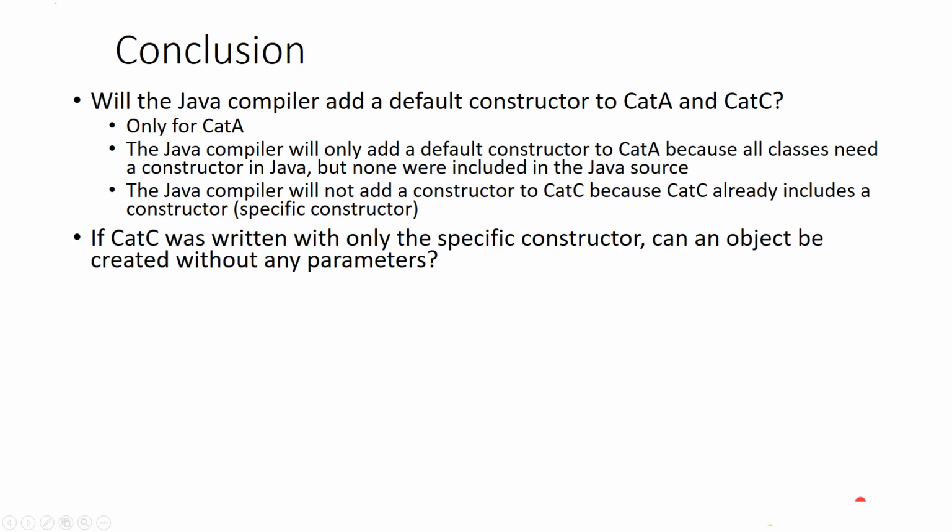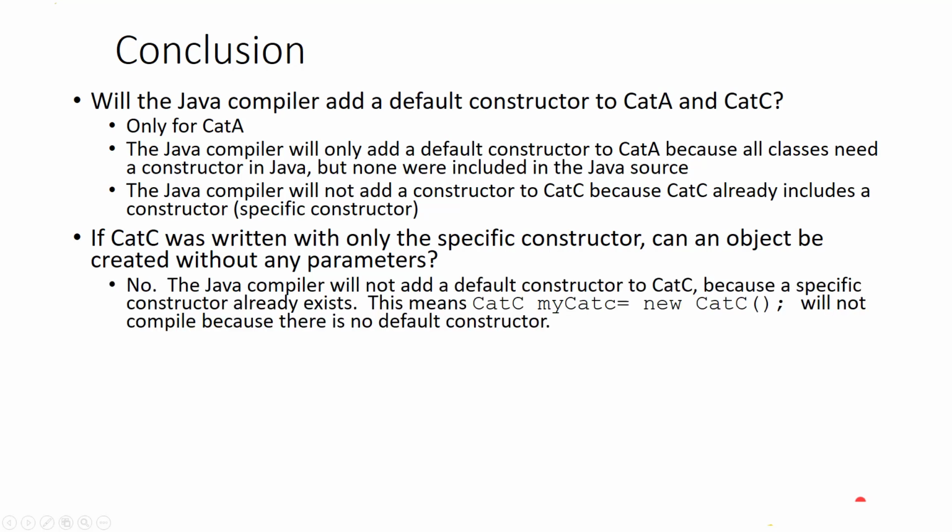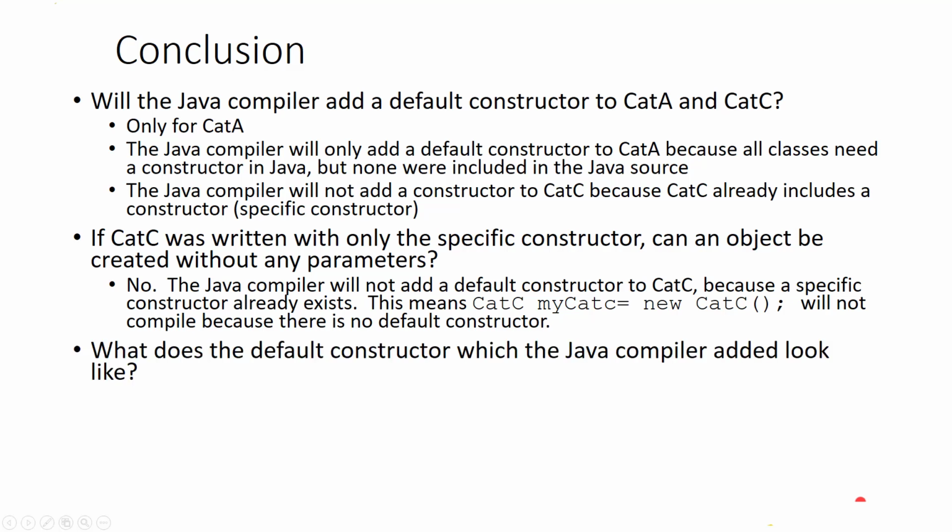Now if cat C was written with only the specific constructor, can an object be created without any parameters? No. The Java compiler will not add a default constructor to cat C. Why? Because there already exists a constructor. So if any other constructors exist within the class, the Java compiler will not add one. And if you try to create an object using the default constructor where you don't have a default constructor but have another constructor, the code won't compile.